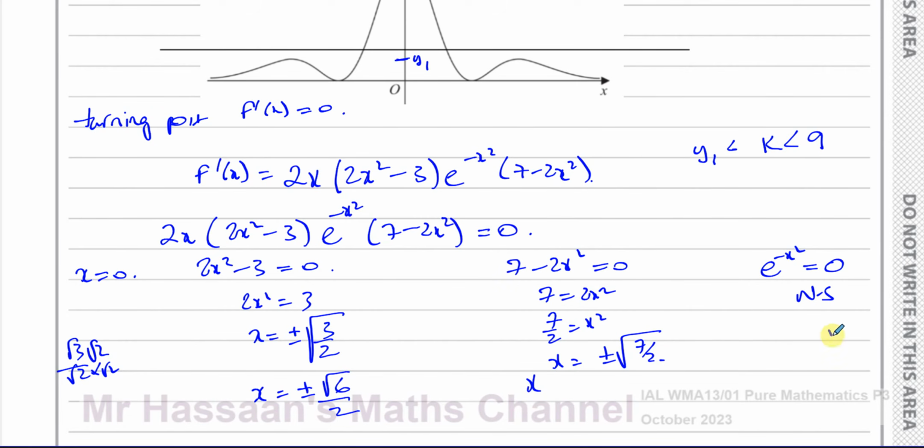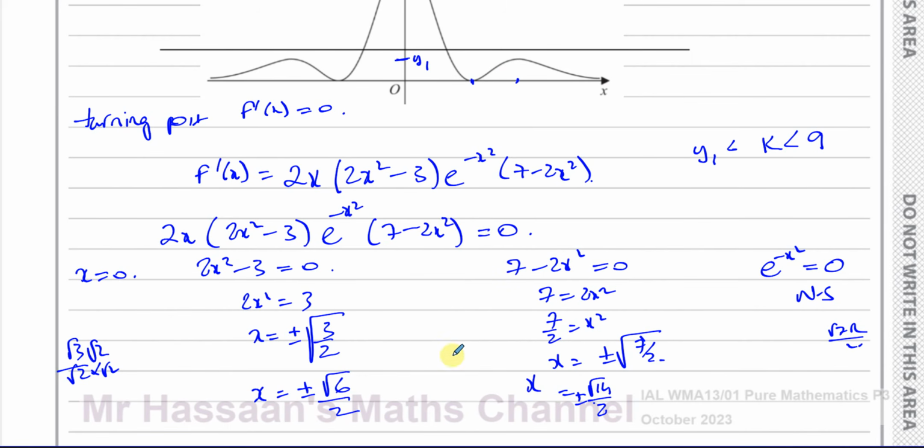It will be root 7 times root 2 over 2, so it's going to be root 14 over 2, plus or minus. Now, how do you know which is which? Well, we could, if we wanted to, find the second differential and then substitute these values in, but that's going to be a lot of hassle. We can see very clearly that this is a turning point and this is another turning point.